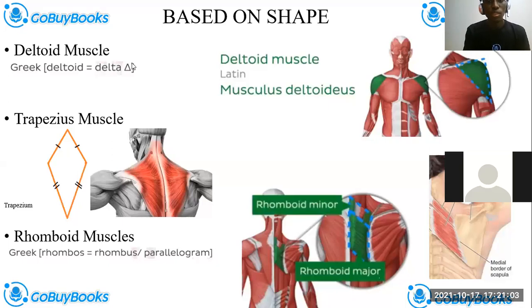The deltoid muscle is named based on shape. I'm sure you might have even heard this somewhere before. The deltoid muscle comes from the Greek word delta. If you look at the deltoid muscle, where my mouse is pointing, it looks like the shape of a triangle.